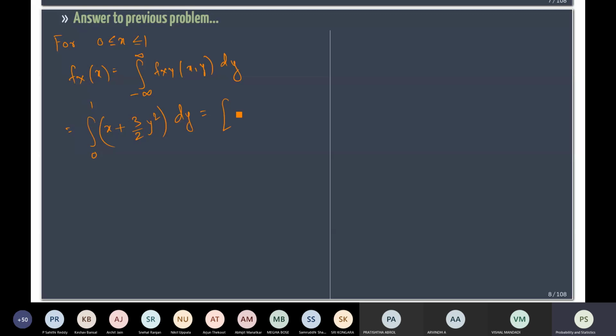So if we integrate this out, then we have xy plus half y cube, from 0 to 1. If we substitute these values of y, 1 will be remaining, and what we will get is x plus half. So this implies the marginal is x plus half for 0 less than or equal to x less than or equal to 1, and 0 otherwise.